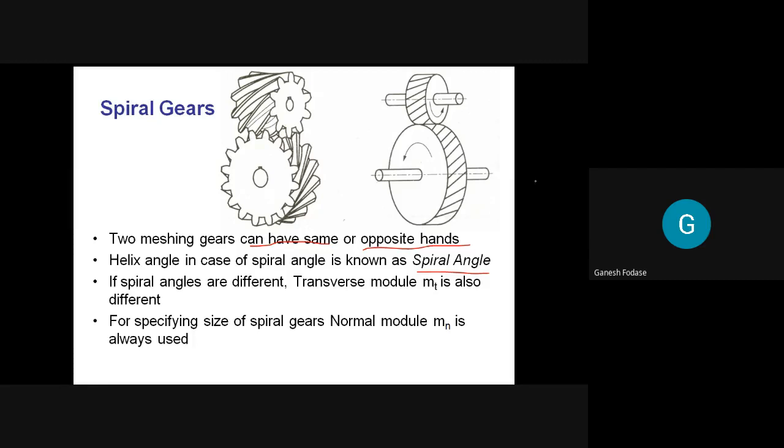whenever two spiral gears are in mesh having different spiral angles, then the transverse module is also different. As their transverse module is different, for specifying the size of spiral gears, we use normal module. So that is the concept of normal module, why it is defined for spiral gears. Hence to specify the spiral gears, normal module is used, because I just told you the spiral angles may be different, and if they are different, then the transverse module is not the same. I'm saying always use normal module.